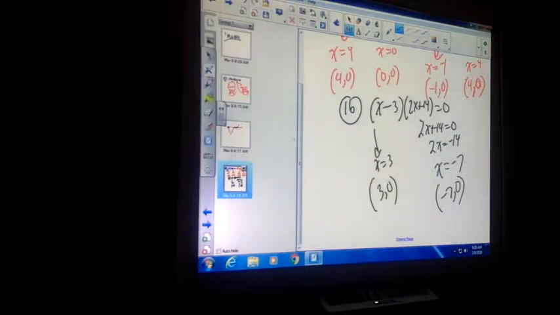Because if I plug 5 in, that gives me 0, but the whole thing's equal to 4, right? What are these equal to? 0. So if you plug the number in, it doesn't give you what it's equal to, it's not a root.